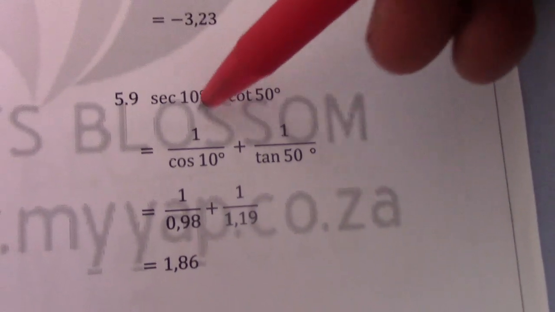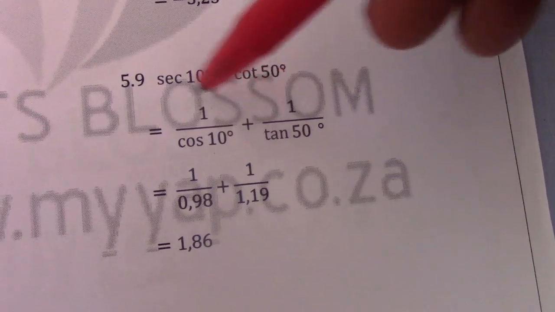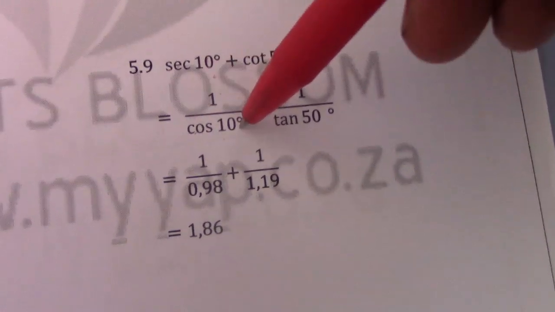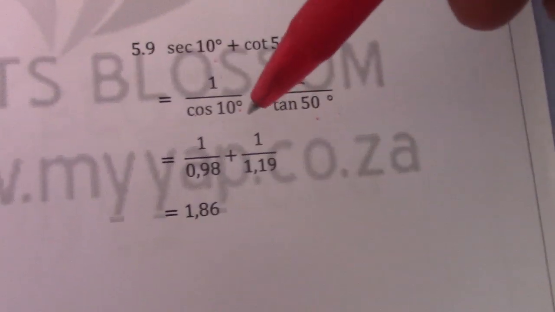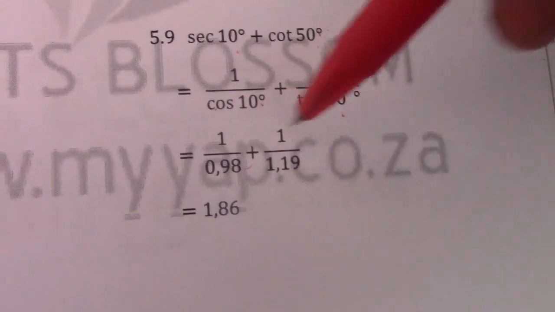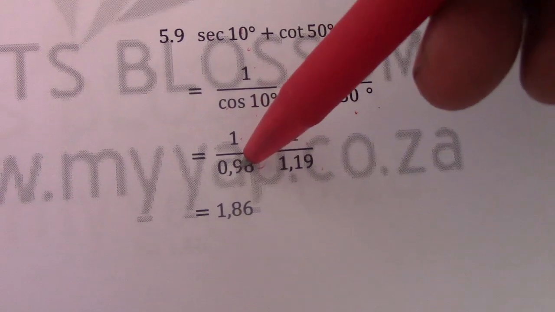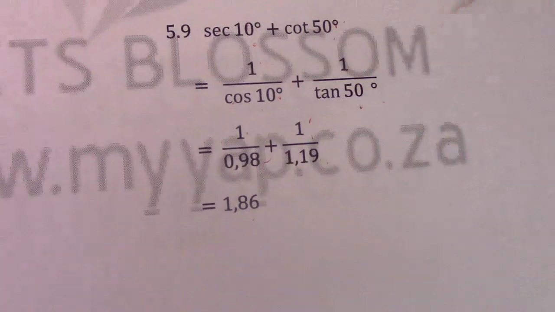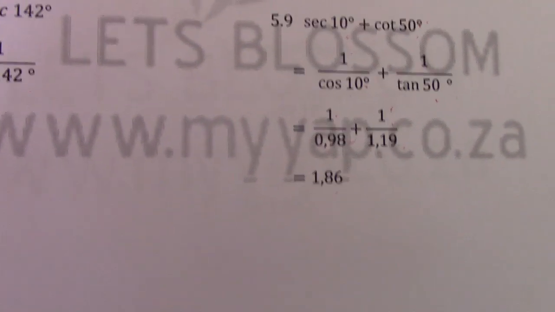Go to the other side, sec 10 plus cot 50. Reciprocal of sec is cos. So sec 10 is 1 over cos of 10 degrees. Cot 50 is 1 over tan 50 degrees. Cos 10 is 0.98. Tan 50 is 1.19. 1 divided by that plus 1 divided by that gives me 1.86. So this is very easy.